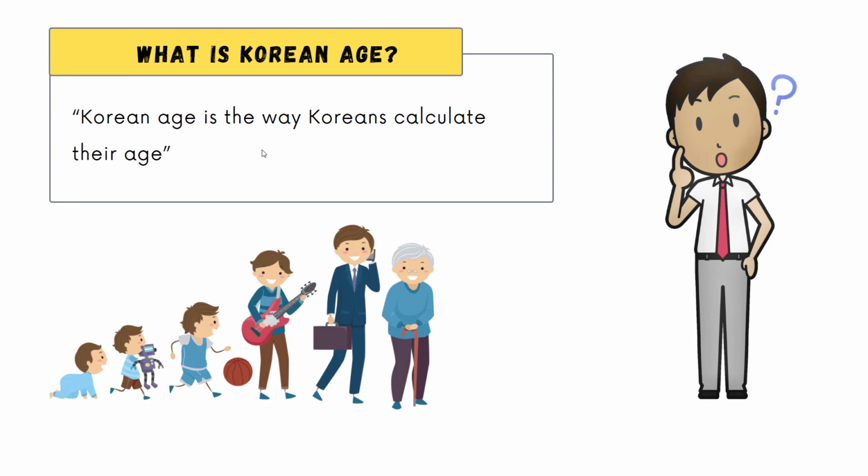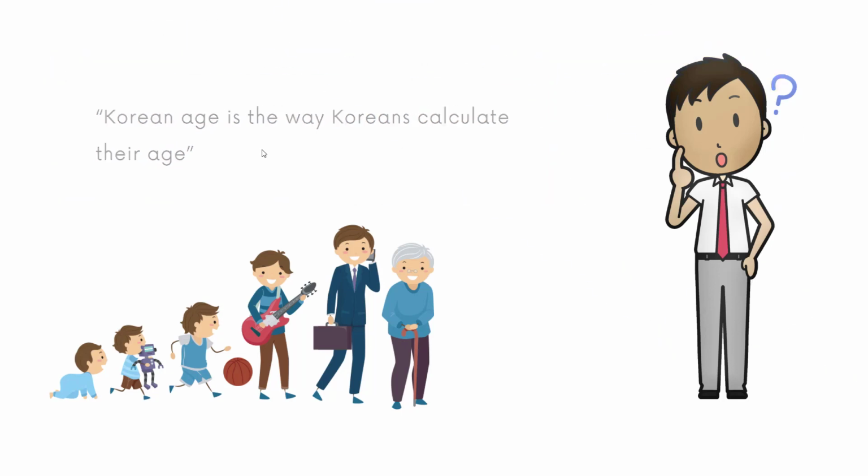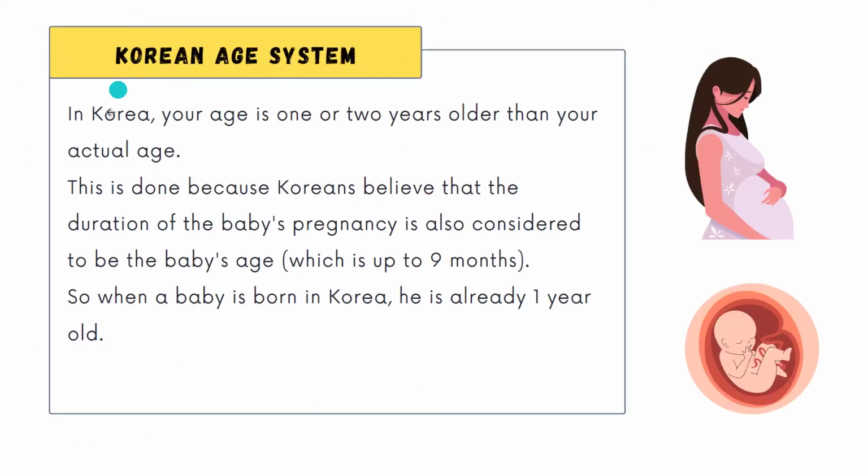So what is Korean age? It is the way the Koreans calculate their age in their country. They use some traditional methods to calculate their own age because their actual age is completely different from our actual age. If we are in Korea, our age will be 1 or 2 years older than our actual age. For example, if your age is 20 years old, then you will be 21 or 22 years old when it comes to Korea, if you live in Korea.